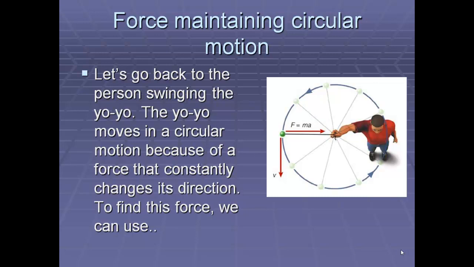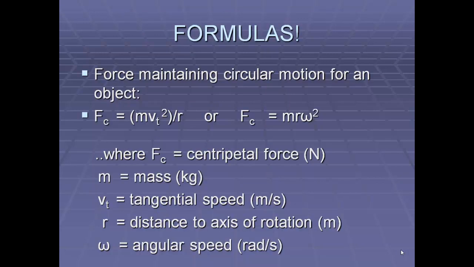If we want to find out what this force is, well, we have a couple of equations. The force that maintains centripetal motion is called a centripetal force, and it's measured in newtons just like every other force. We have two different formulas for that: the mass times the object's tangential velocity squared over its rotational radius, or its mass times the radius times its angular speed squared.